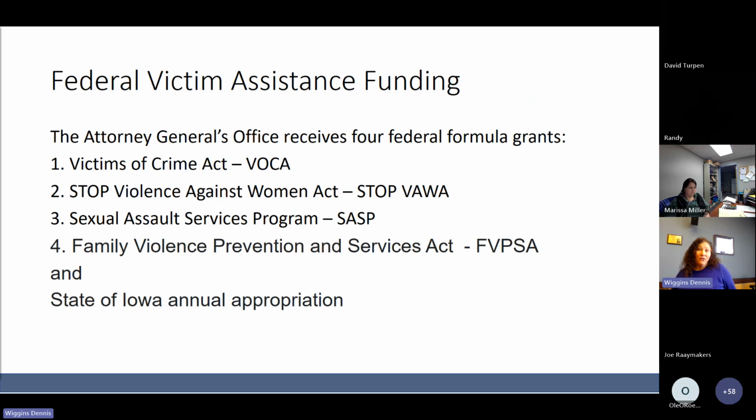The different types of federal funding that we get are from the Department of Justice, except for the fourth one, family violence. So the Victims of Crime Act, which is VOCA, that is our biggest funding source. And if you're in the funding world, you might know that VOCA funding is going down. It is the one funding source that is not paid by taxpayer dollars. It's paid by the fees and fines that criminals pay into the Crime Victims Fund at the federal level.